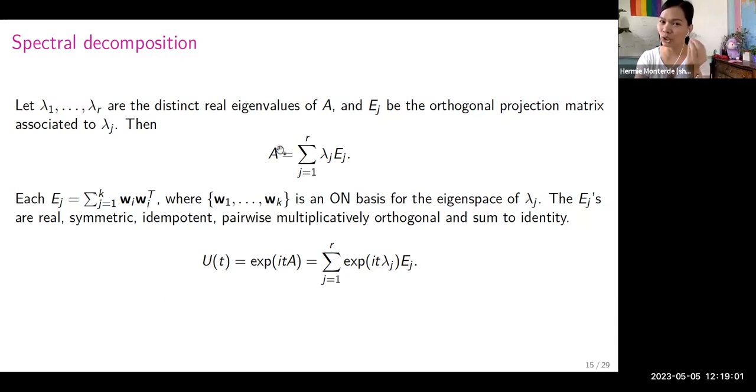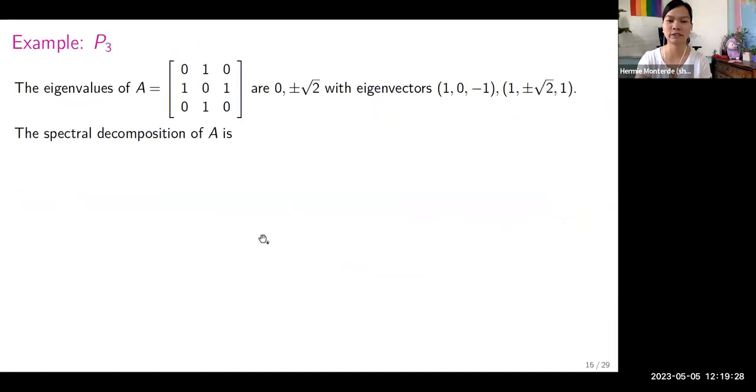Any analytic function of A will yield the same spectral decomposition, except that the lambda j's will also have the same analytic function applied. So if you take the exponential of itA, you get the same E_j's, except that the eigenvalues are now the exponential of it lambda j, which is nice. It simplifies the form of the transition matrix U of t.